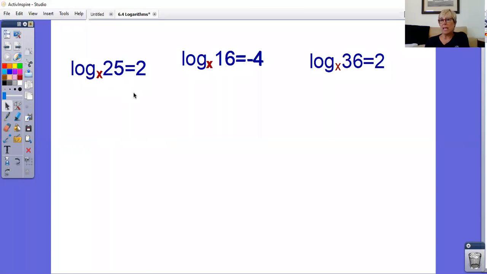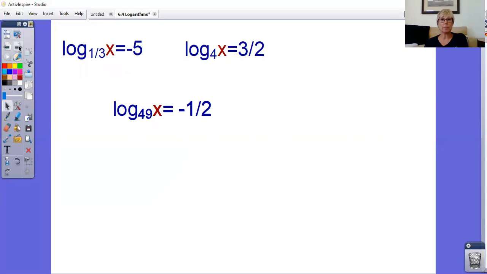And the x could be anywhere in a logarithmic expression. So base to the exponent equals the argument. And then looking at it in this form, I could tell that x is 5. Over here, I might ask you to find the argument. So base to the exponent equals the argument. And you could just put that right in your calculator and you would get 1/7 as the answer.